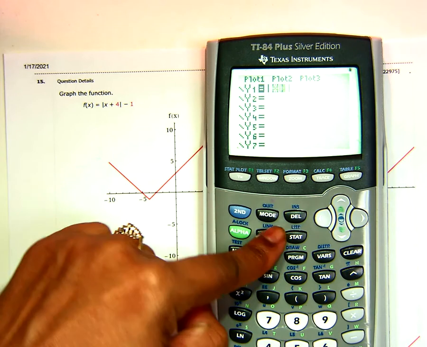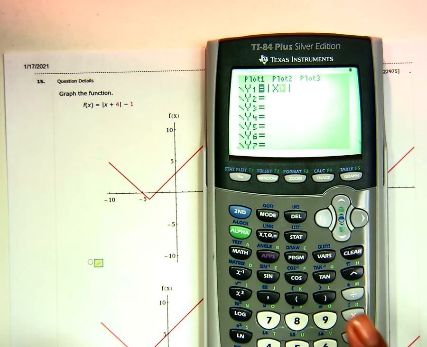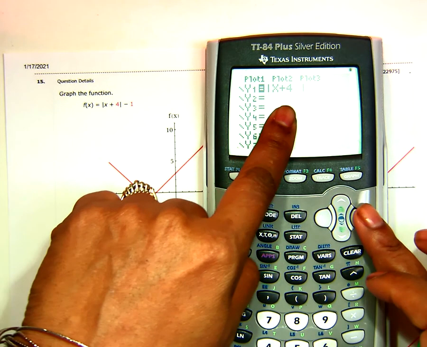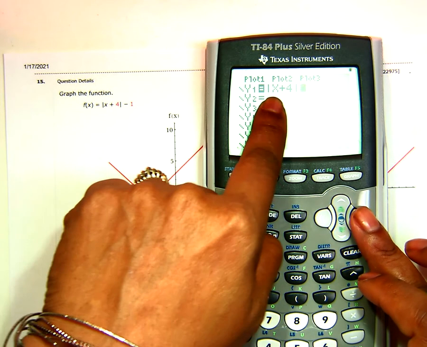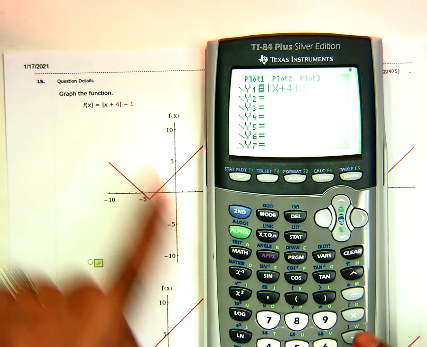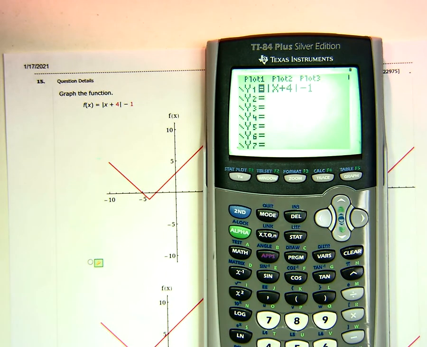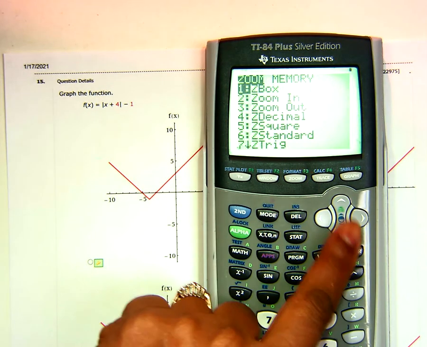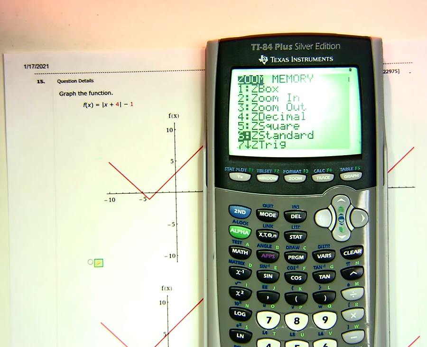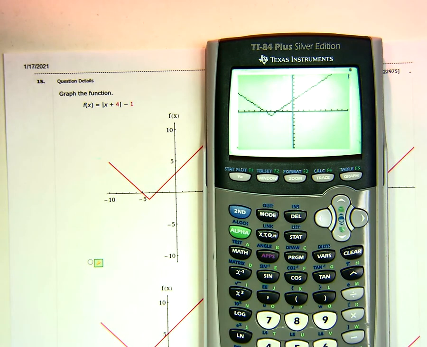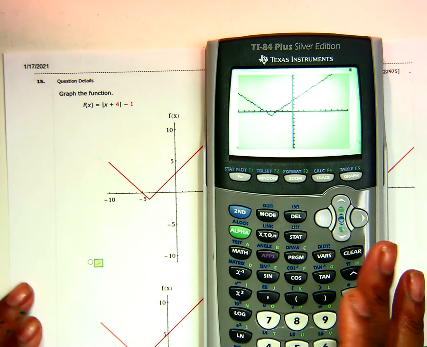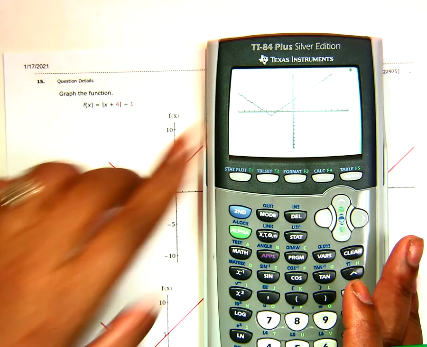So we're going to hit X plus 4. Use your right arrow key now to get out of those brackets. And now we're going to hit -1, enter. Go back to zoom, go to zoom standard. Here we are with our graph. So you got to pay close attention to where the graph is located.